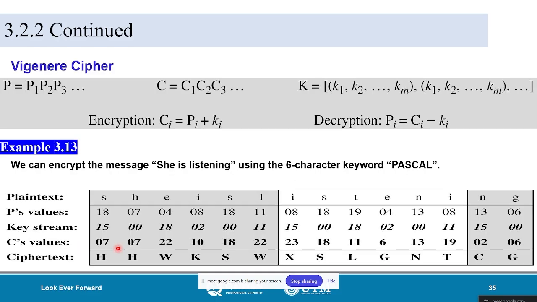Now, we have something else. We call it the Vigenere cipher, and we will explain the Vigenere cipher this way. We say that the encryption would be P plus K. However, P_i plus K_i, which means that the P will have one or more, one, one, two, two, three, and four, and so on.